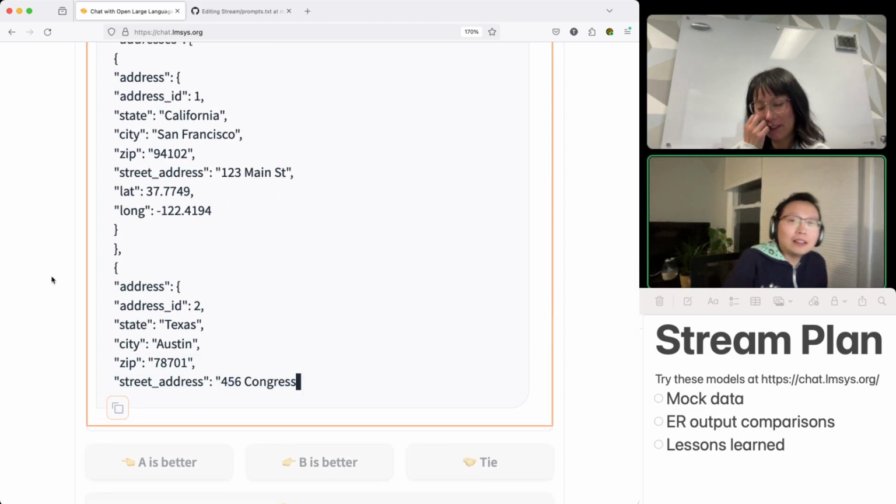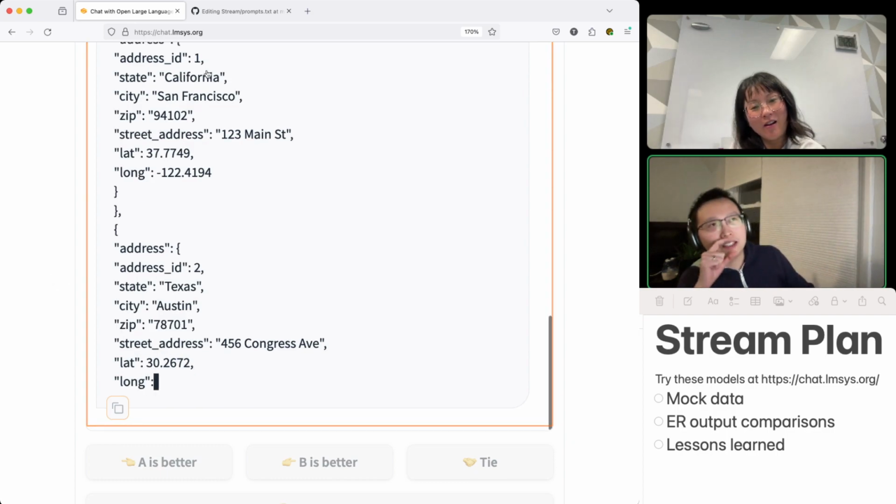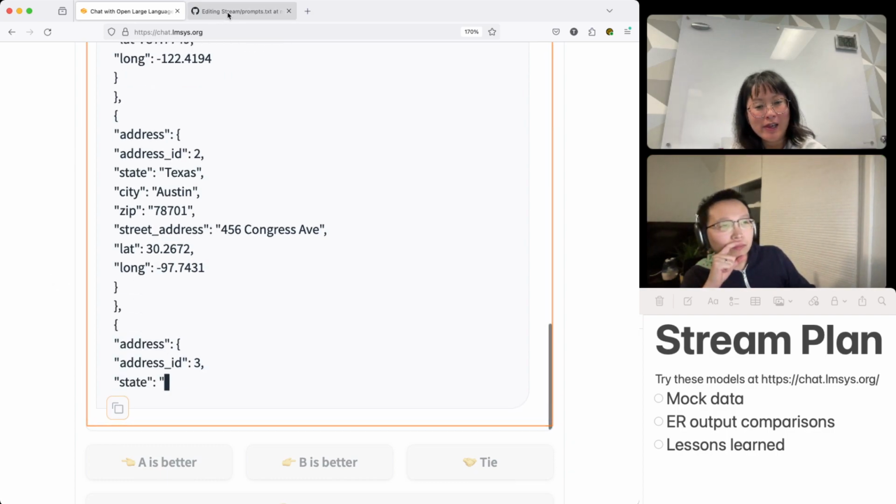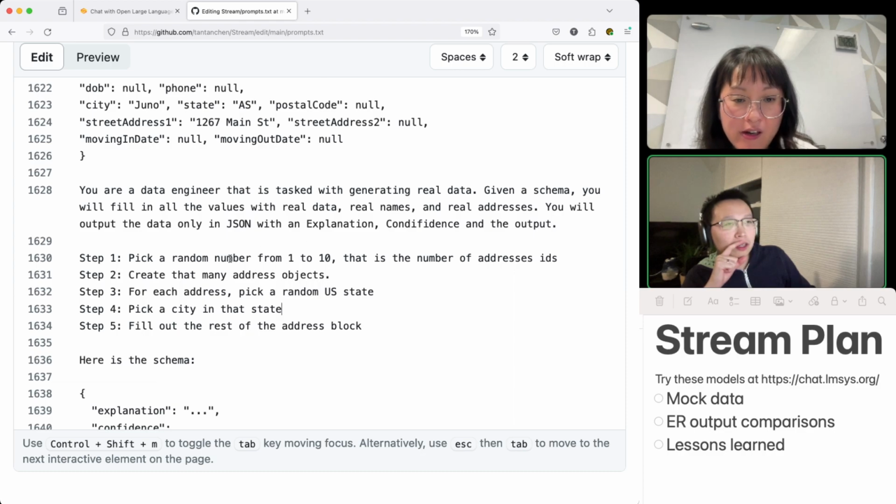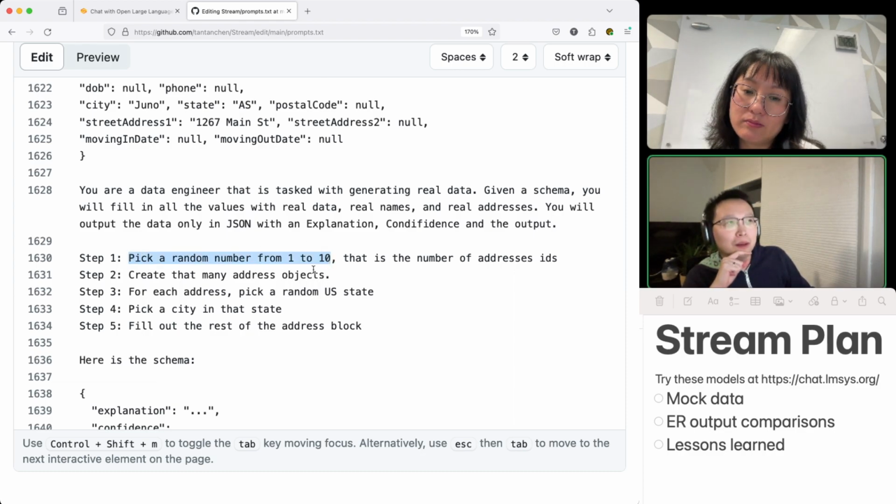I mean, maybe the lesson here is actually that if we were to do this, we wouldn't ask the LLM to pick a random number. We would generate a random number. Yeah, right?